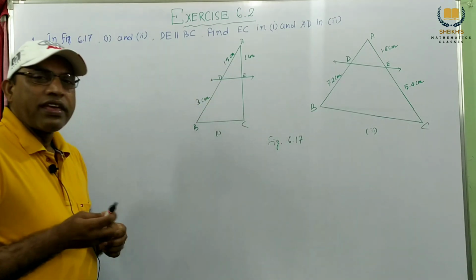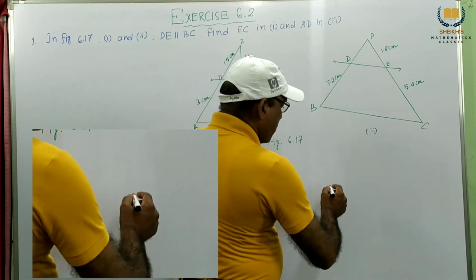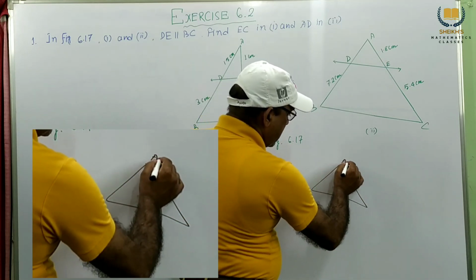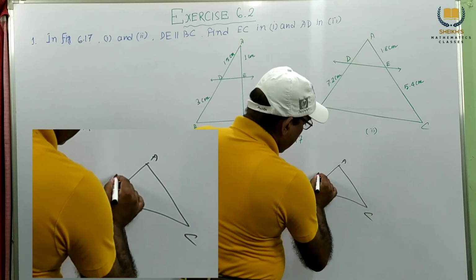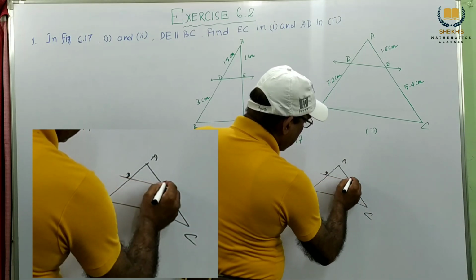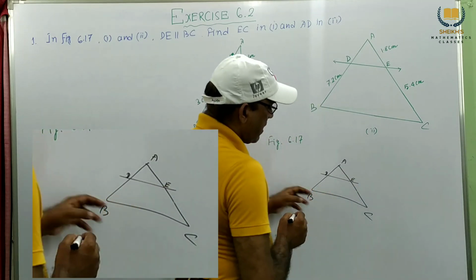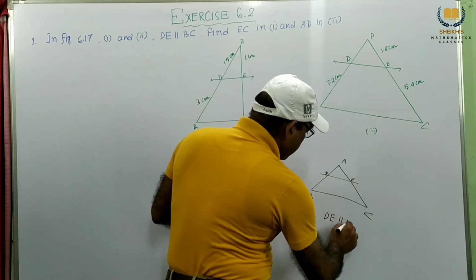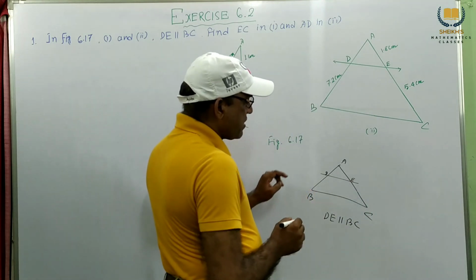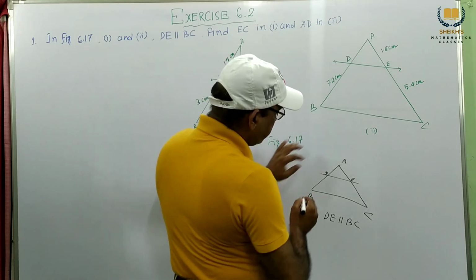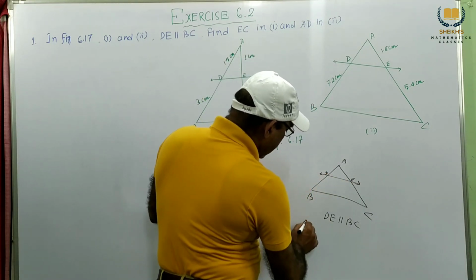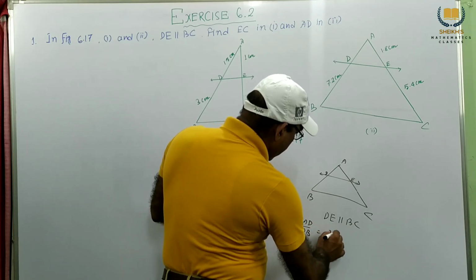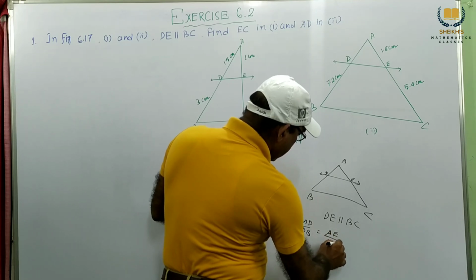Now before solving this problem, I recall the basic proportionality theorem. ABC is the triangle, and suppose DE is parallel to BC. If DE is parallel to BC, then by the basic proportionality theorem we get AD by DB equal to AE by EC. We know this formula.